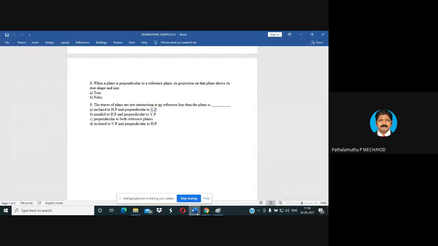Option C, perpendicular to both reference planes, gives an intersection at the XY axis line. The traces intersect the XY axis line. Inclined to VP and perpendicular to HP means the trace intersects the XY axis line. So option B is the correct answer for question number 9.